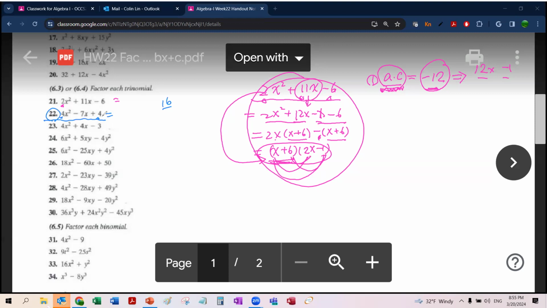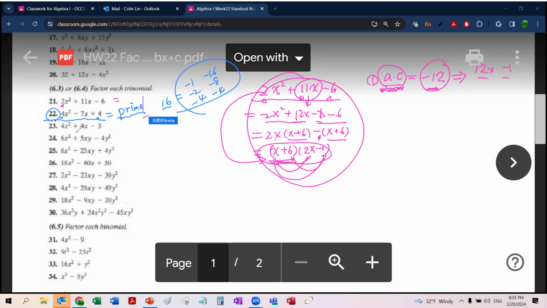Maybe not easy. So should be factored into what? -1 and -16, -2 and -8, -4 and -4. That's all. Right? So they didn't match -7. The sum of them didn't match 7. So this one became prime. We cannot factor them.